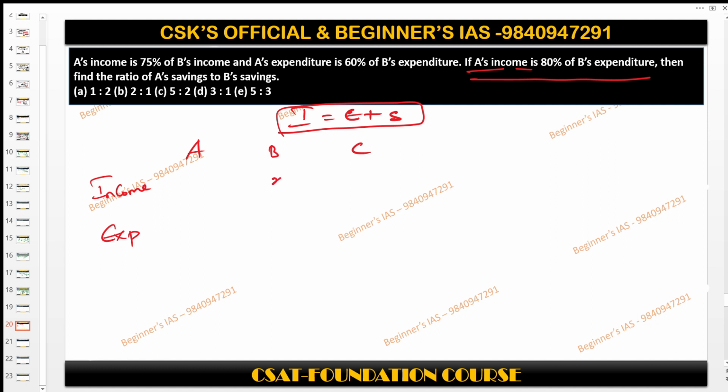Now let us take income of B as x. Listen carefully. Then what would be the income of A? Income of A is 75x, so can we say 0.75x? Yes. Expenditure, you just take some other amount, you can take y. Then A's expenditure is 0.6y. Now what is the question that has been provided here?